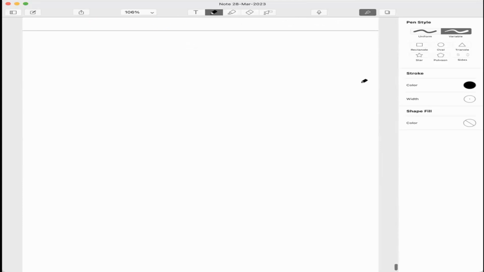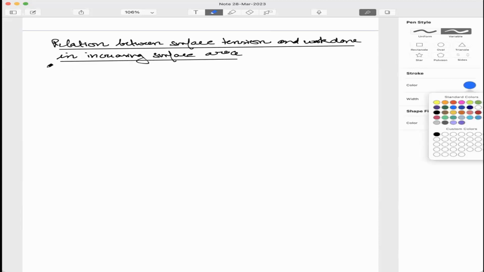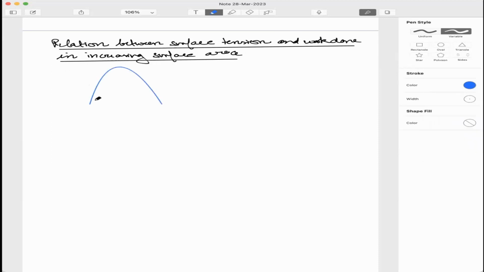Okay, let's try to find the relation between surface tension and work done in increasing surface area. Let us consider a bent wire dipped in a solution such that a liquid film is formed here. This force is acting in this direction.